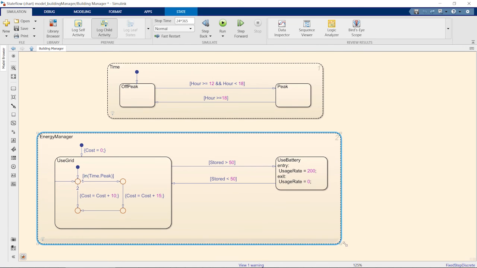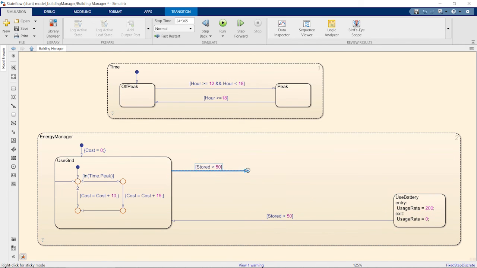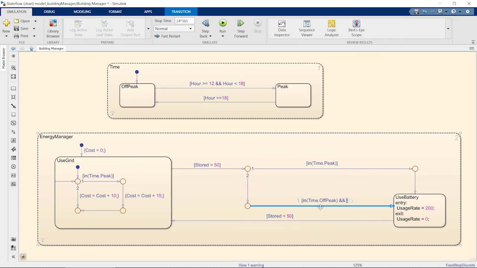To solve this problem, we can add some additional conditions. Let's wait until we're in the peak state to use the battery. Or, if we're in the off-peak state, we can use the battery only when it's sunny outside. This allows for more effective use of the limited solar energy that we've collected throughout the day. That's how easy it is to modify our decision logic within Stateflow. In practice, we can iterate the whole design process as many times as needed until we have an optimized design.